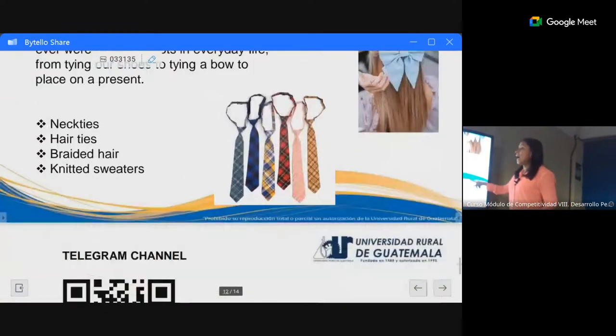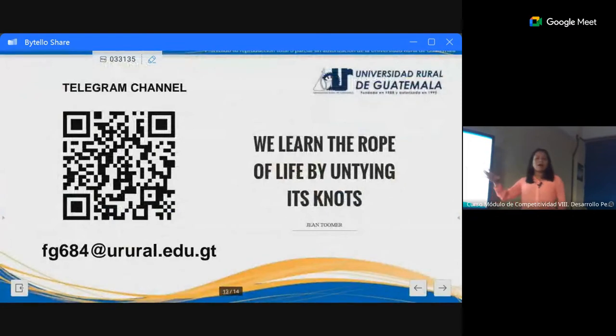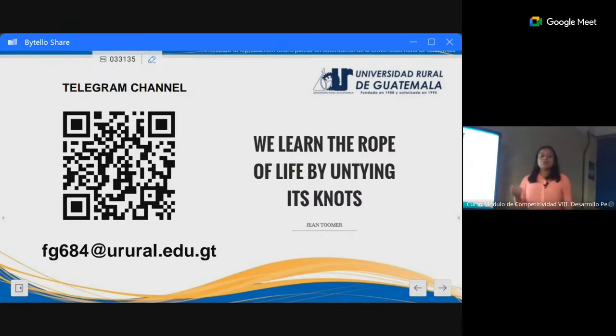Okay, so here there is a quote that I really love. It says that we learn the rope of life by untying its knots. I love this because our life is like a very long rope. And it says that we learn how to walk through the rope by untying its knots. Here, knots could be problems or situations that avoid us, or sometimes stop us from continuing. So that's why we need to learn how to tie, or make a knot, and how to untie, desatar, its knots. That's why we learn the rope of life by untying its knots.